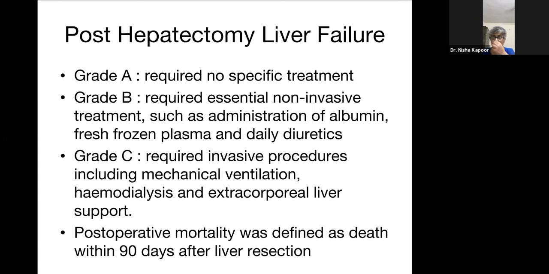And why is it important to understand which patient can undergo a surgery and a resection? When I'm talking about surgery, I'm talking about resection surgeries. It is so that we can avoid the post-hepatectomy liver failure situation.